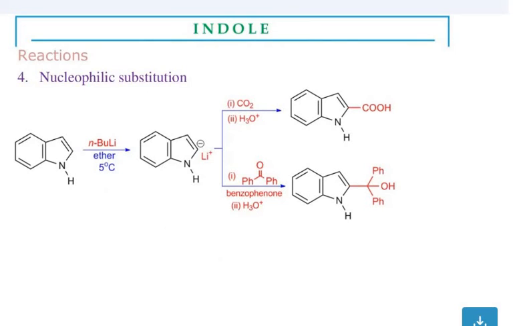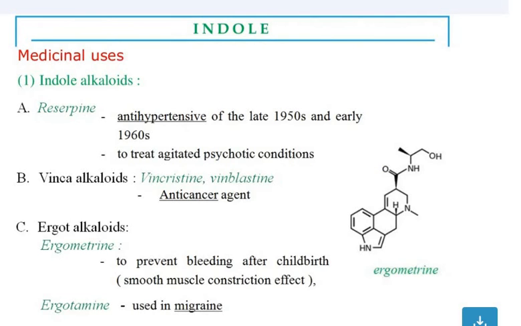Now nucleophilic substitution. You know, n-butyllithium in the presence of ether under 5 degrees Celsius, you will get this. And under two conditions, in the presence of CO2, you will get the COOH-substituted indole, and then if you have benzophenone, you will get another product.